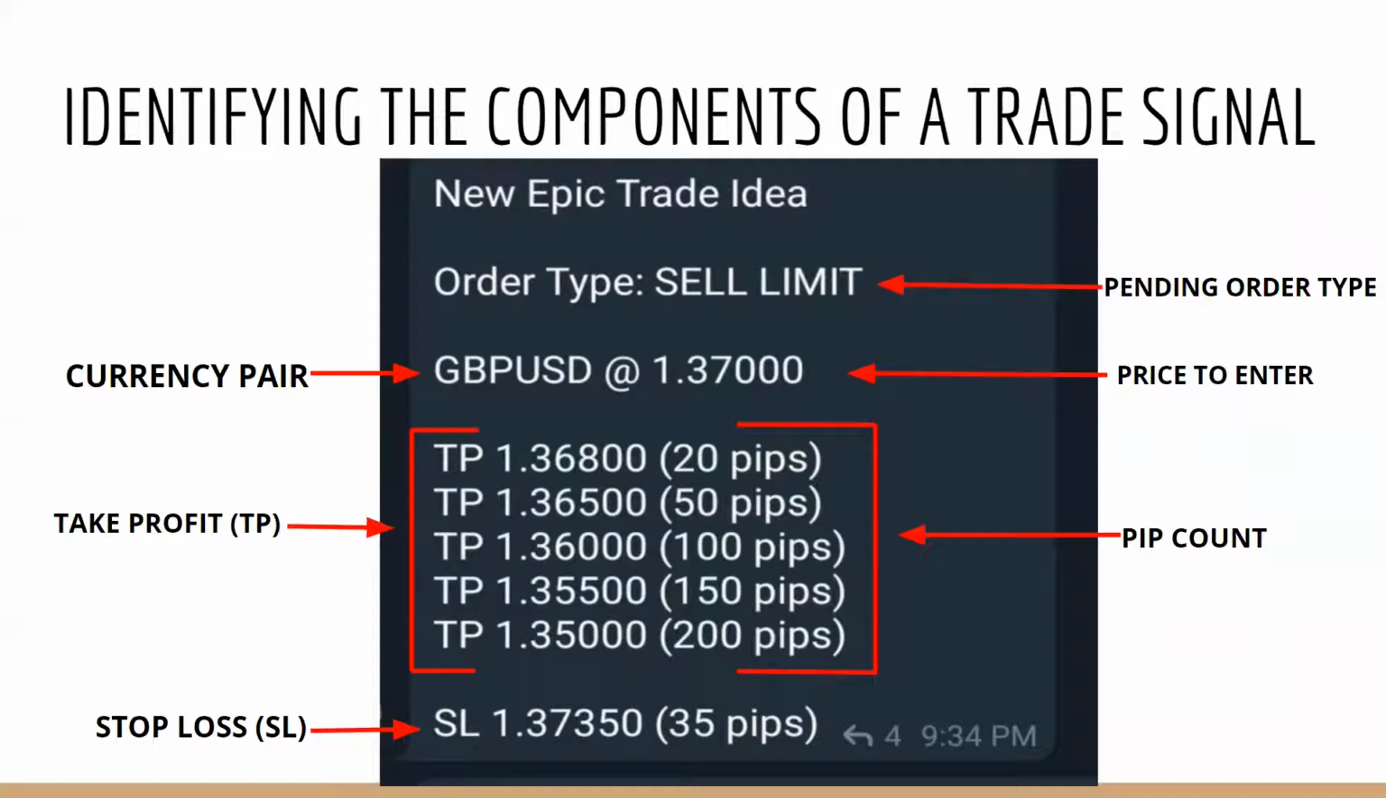So at the top, you have the order type, which in this case was a sell limit. You have the currency pair, which is GBP USD. And then next to that is the price where we want to execute the trade. That's important because we want to make sure that's the price that we get put in so that we can get the most profit. Other than that, the same information is usually provided. You have your take profits, your stop loss at the bottom, and they give you a pip count so that you know how many pips you're getting, and for the stop loss, how many pips you're losing.